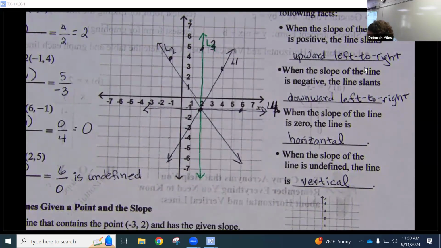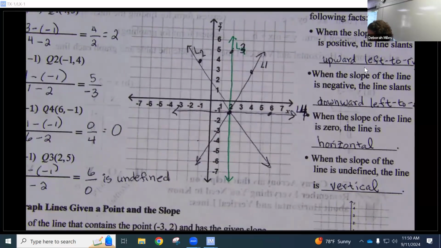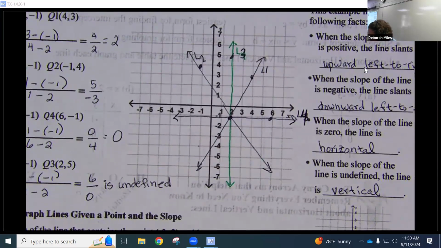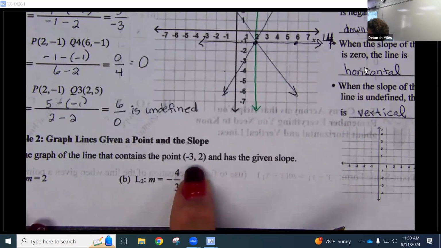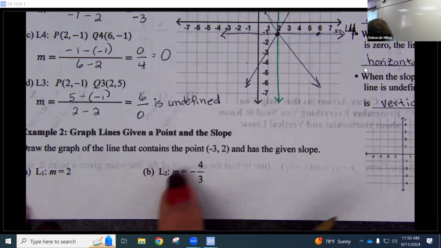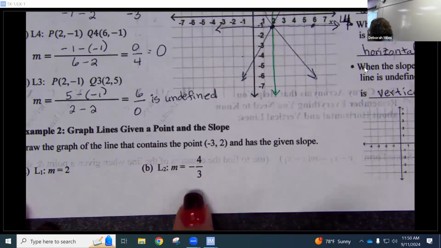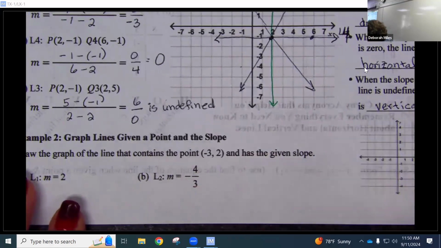All right, the next thing is drawing lines when I'm given a point and a slope. Both of these, I want to go through the point -3, 2, but I want my line 1 to have a slope of 2 and my line 2 to have a slope of -4/3. So let me plot that point -3, 2.